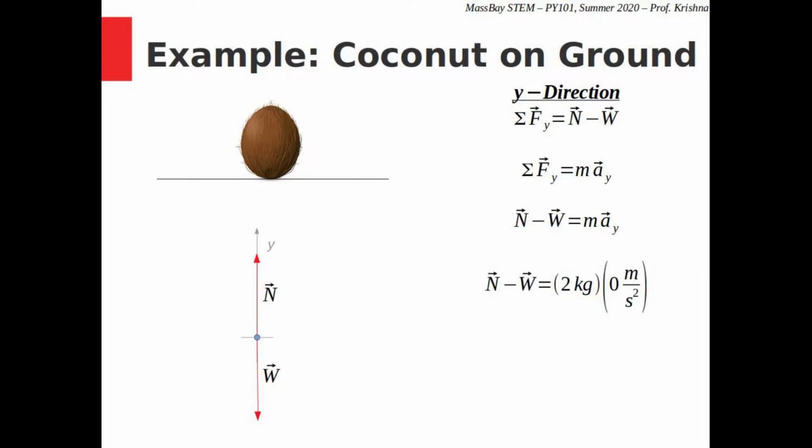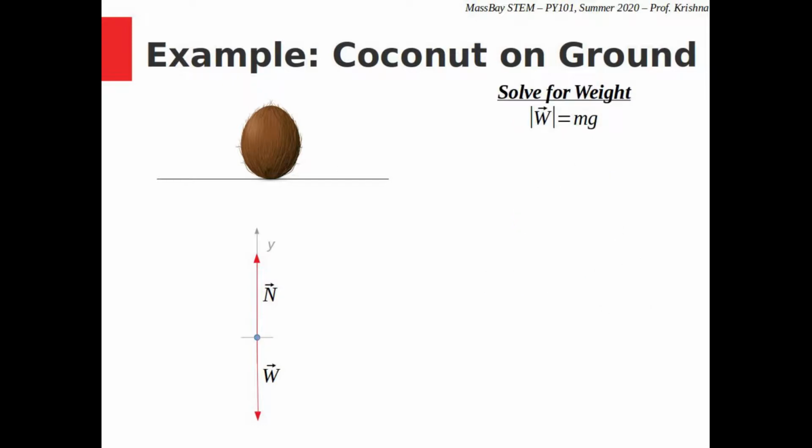Sixth, substitute for all knowns. The mass is 2 kilograms. The acceleration is 0 because the coconut was standing still. But we know something more. Weight is given by the formula mass times gravity. Again, we know the mass, 2 kilograms, and we know g, 9.81 meters per second squared. So we can solve for weight, 19.62 newtons.